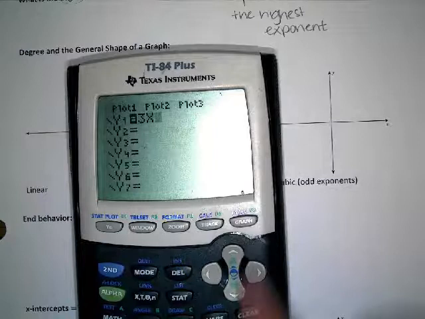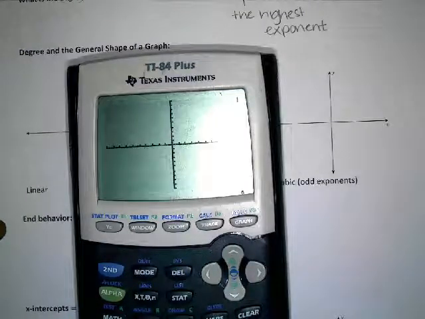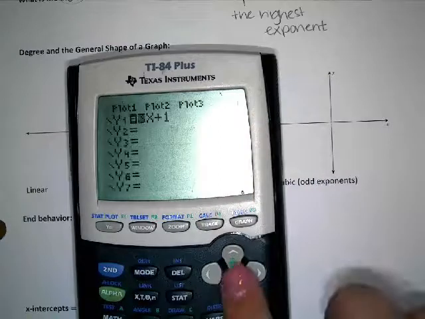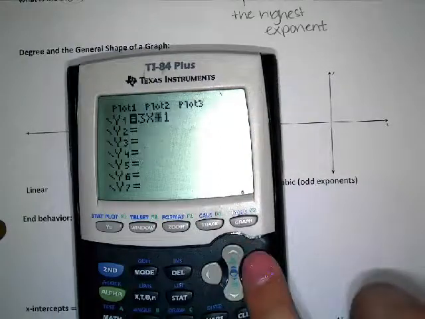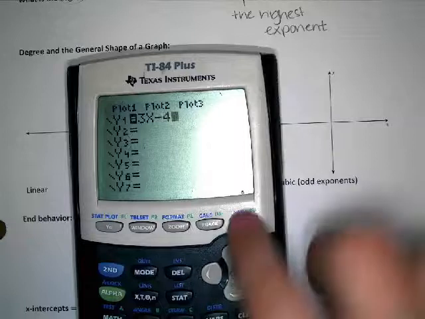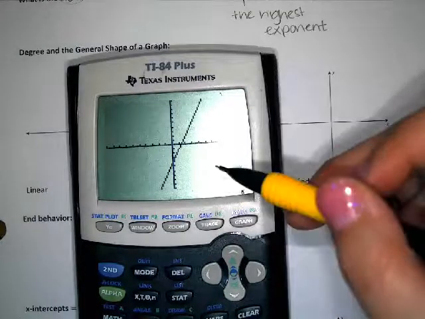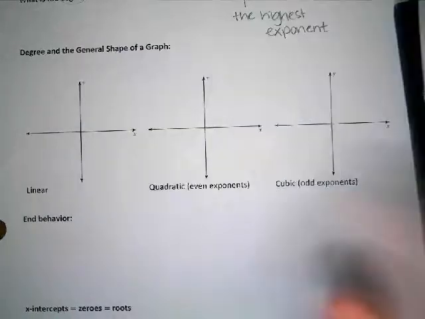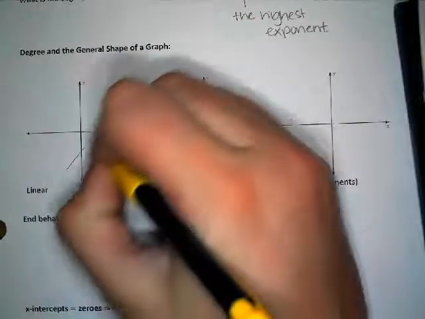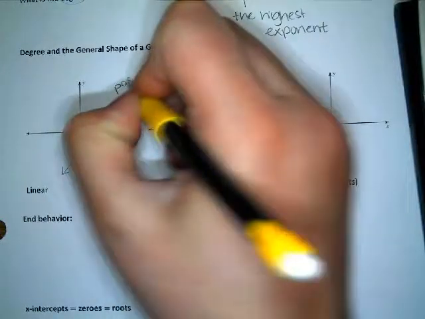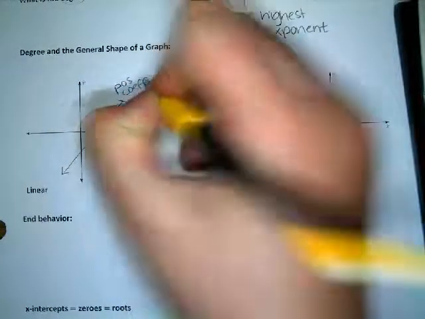I could do like 3x plus 1, which is going to shift it a little bit, but overall, or let's do a different number. Let's do 3x minus 4. It's going to shift it more, but overall it's still going to have that positive slant to it. So we're going to just draw a little sketch of that. This is a linear graph. This is a positive coefficient.